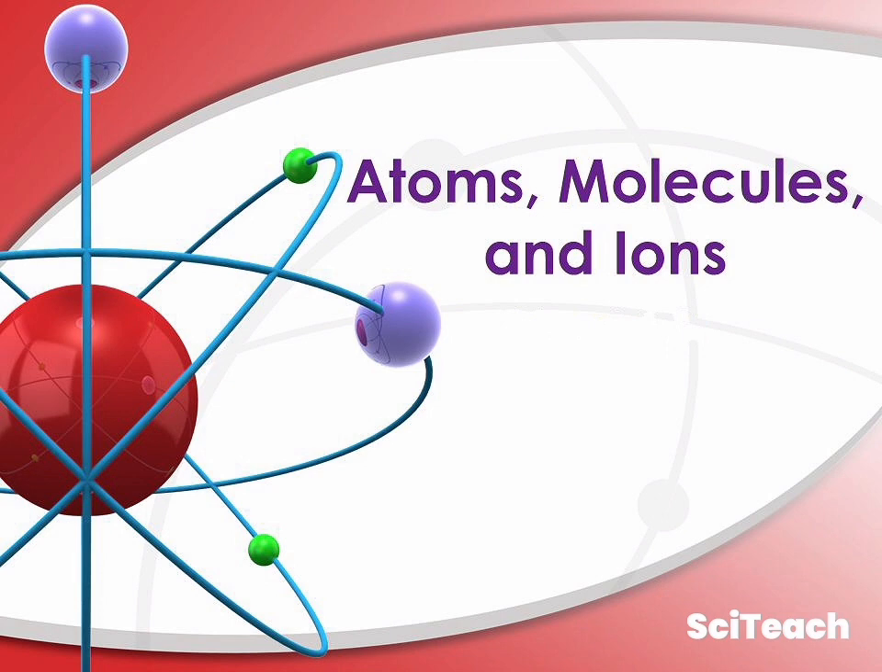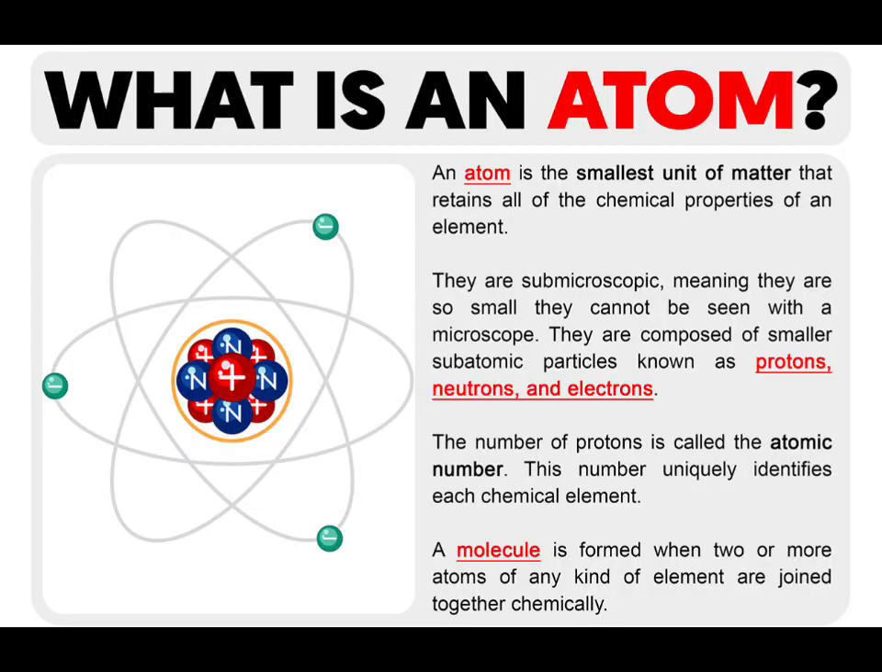So, atoms, molecules, and ions. Now we know, first of all, that matter is made up of tiny particles. And these particles are atoms, molecules, and ions. So what is an atom? An atom is the smallest part of an element that maintains the identity of that element.